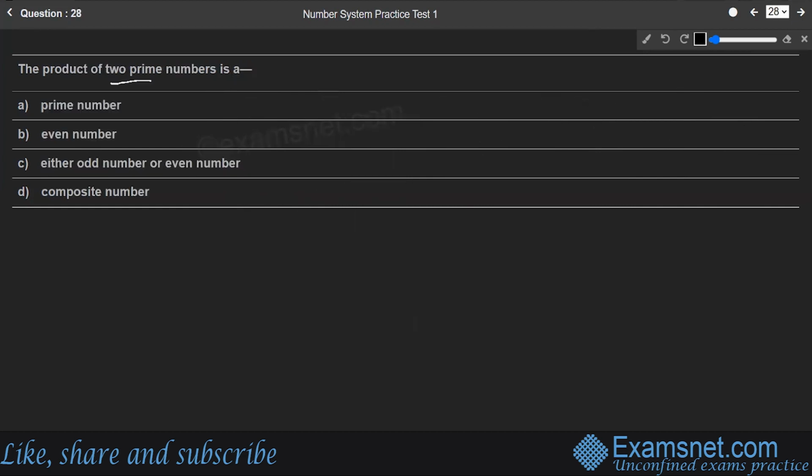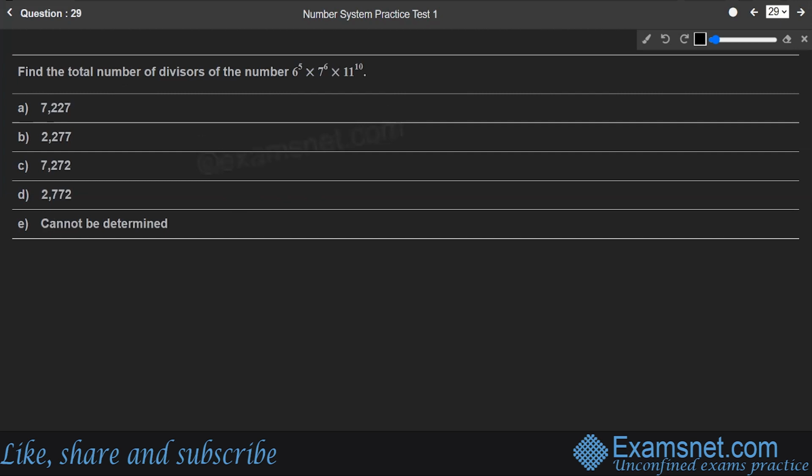Now, the product of two prime numbers is a... Let us try to have an example and then try to find out. Let us have 2 and 3. They are the smallest two prime numbers. Product of them, 2 into 3, is going to be 6, so it can be an even number. Let us take one more example, 3 and 5 together, 5 into 3 is making it 15. So obviously it cannot always be even, and it cannot always be odd. Sometimes it can be even, sometimes it can be odd. So that's what should be the answer, either odd or an even number, option number C.